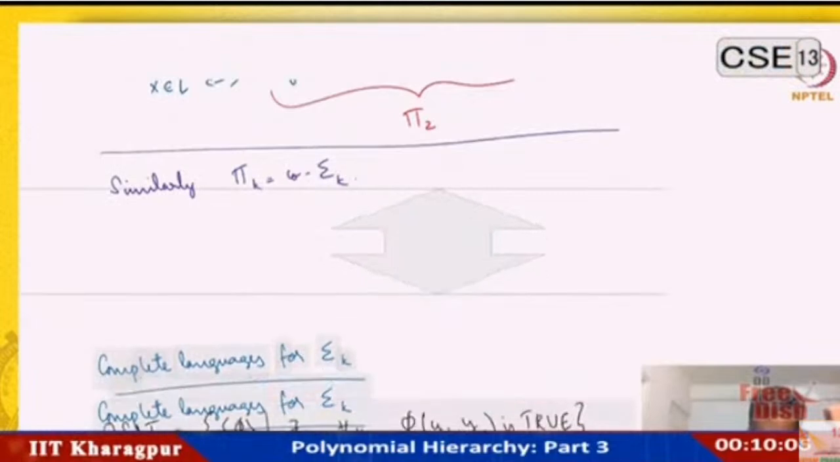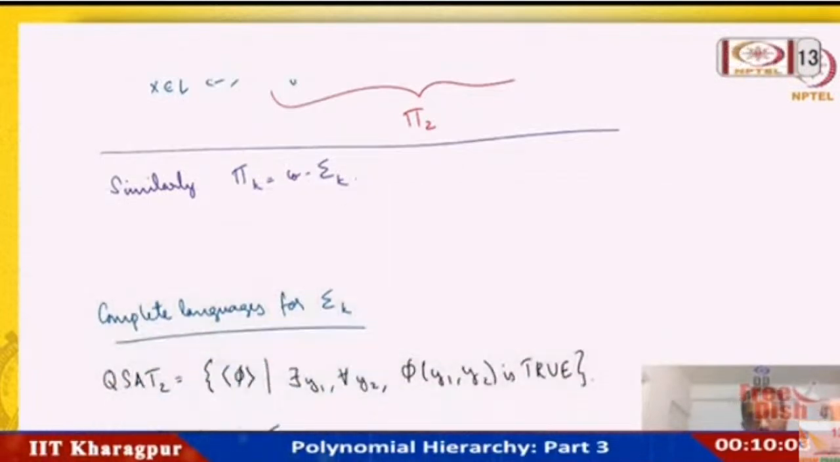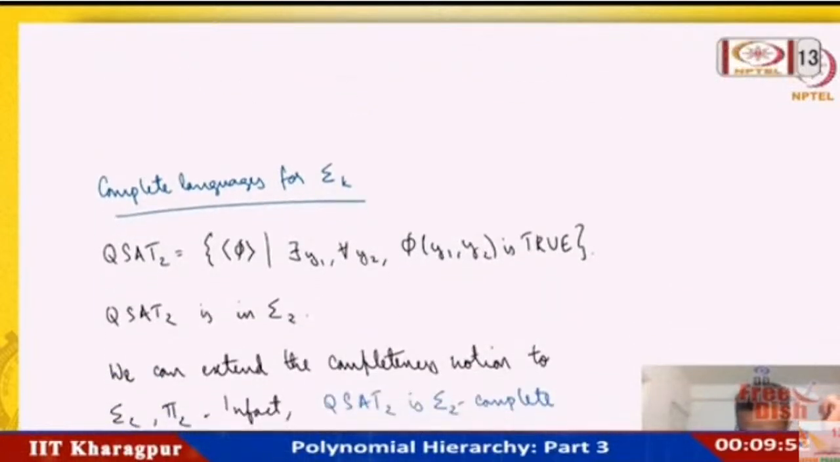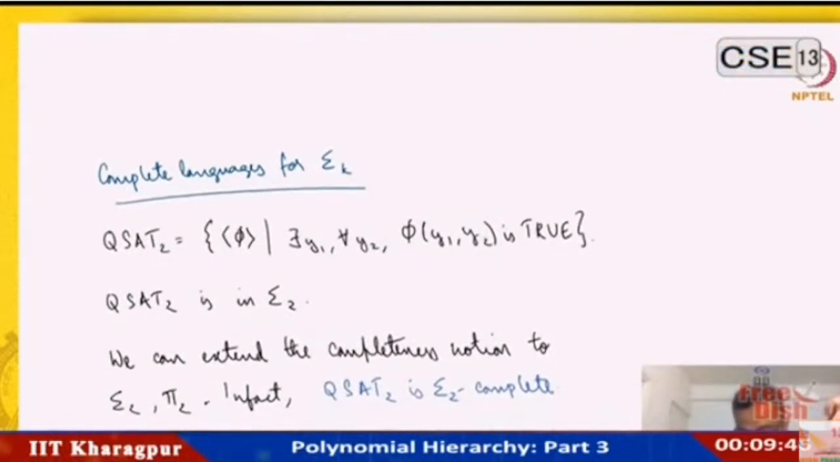The second thing I wanted to say was about complete languages for sigma k. We saw NP completeness, we saw co-NP completeness. So let us see, does sigma 2 have a complete language, does pi 2 have a complete language? The language that I want you to think about is what is called QSAT2. QSAT2 is the set of all Boolean formulas with designated partitions on the variables. I will have some variables as part of one set and some variables as part of another set. So it could be something like this.